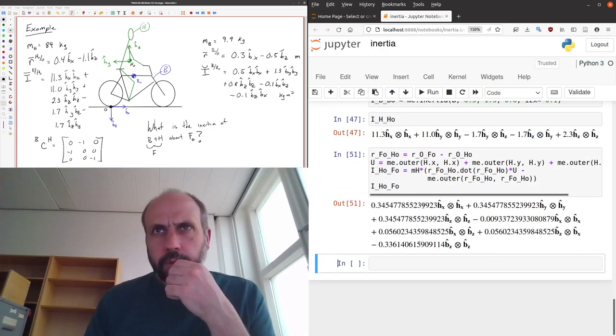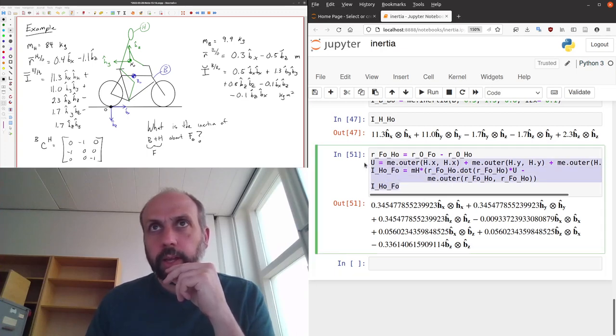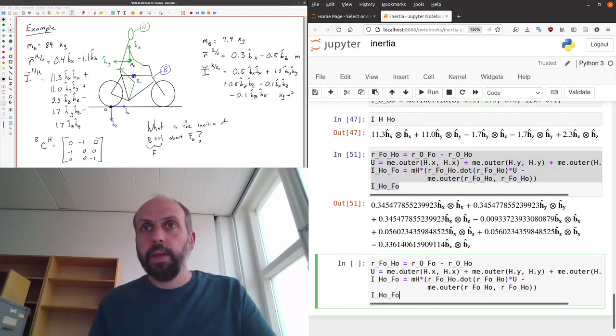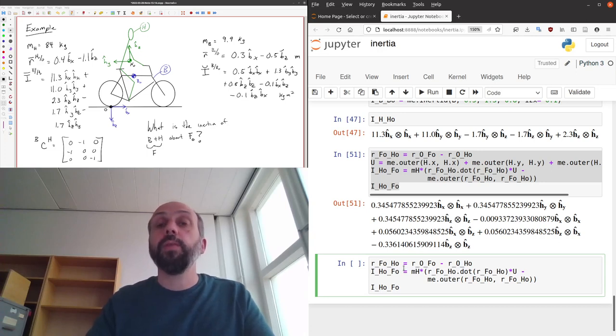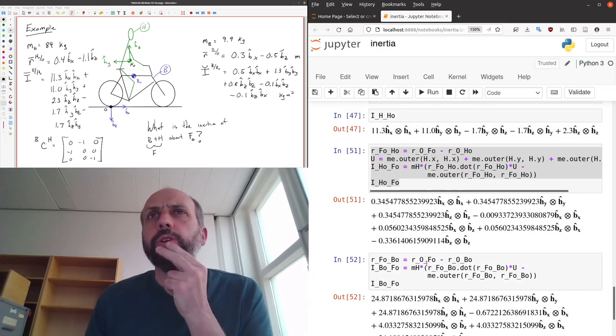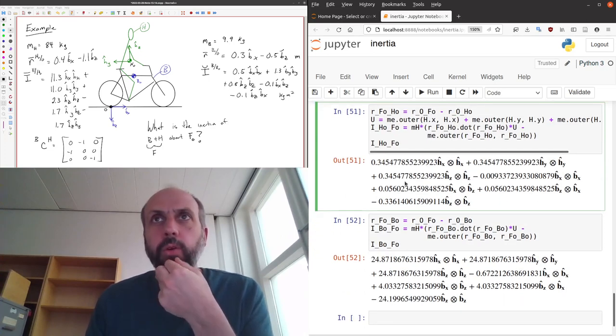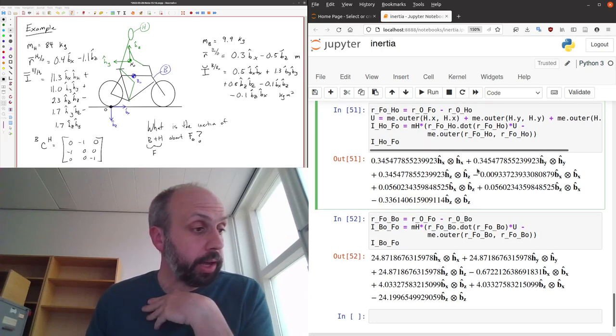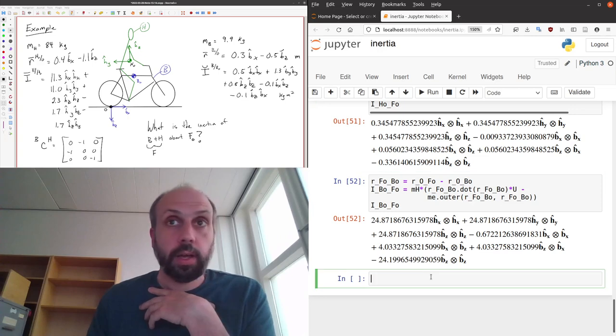All right. So similarly, we want to calculate the one for B. So I'm going to copy that code, and we can just use the same one of those. But now we're going to do BO. All right, so these two terms will help us shift the HO and the BO to the FO. So we can apply our parallel axis theorem now to get the two pieces.